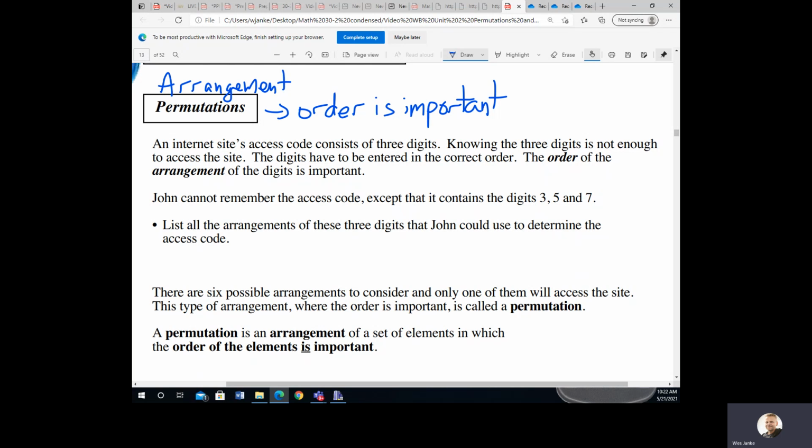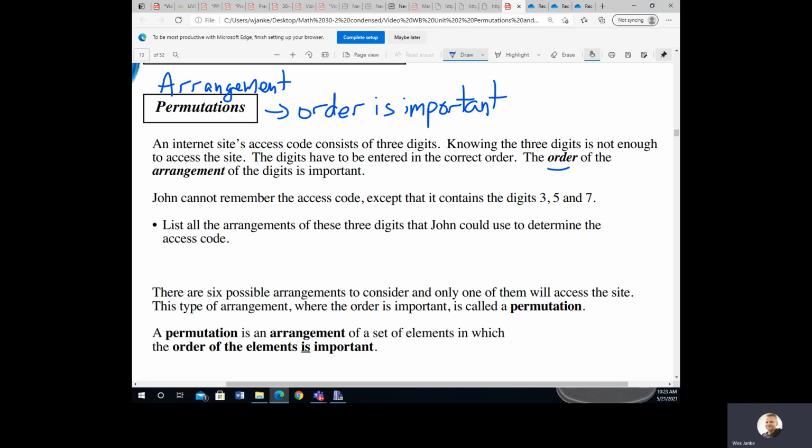So an internet site access code consists of 3 digits. Knowing the 3 digits is not enough to access the site. The digits have to be entered in the correct order. The order of the arrangement of the digits is important. John cannot remember the access code except that it contains the digits 3, 5, and 7.